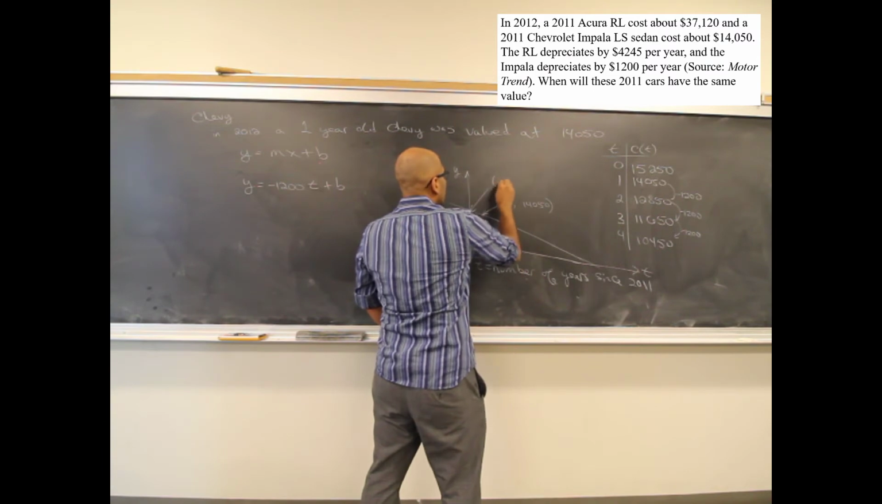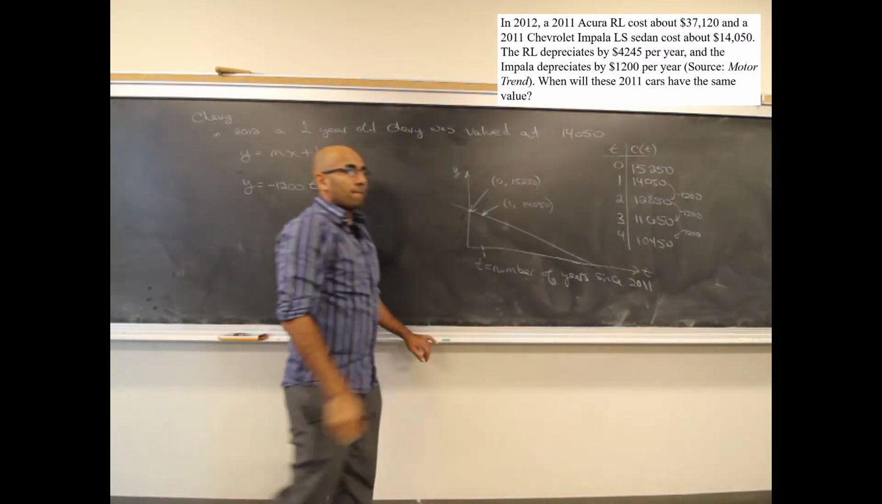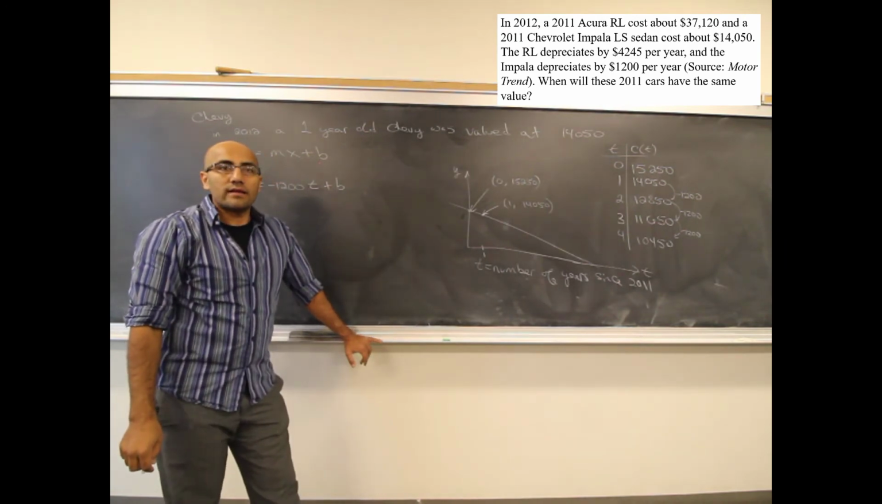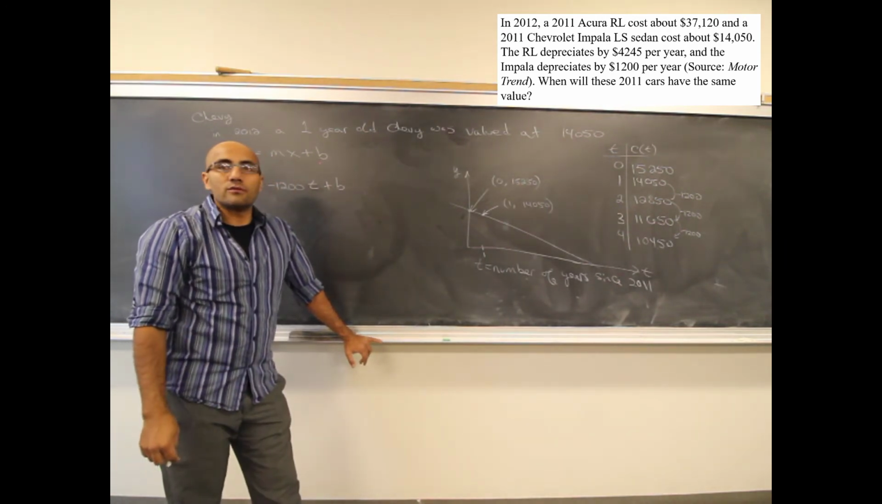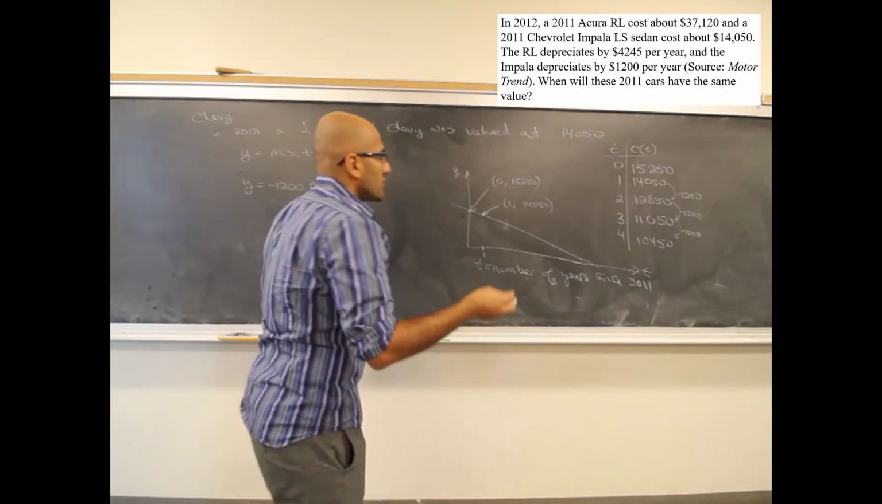So that's our y-intercept on here. This is the point 0, 15,250. Right? It's the price of the car when it was new. Good? Questions, comments, issues? No? Any questions?